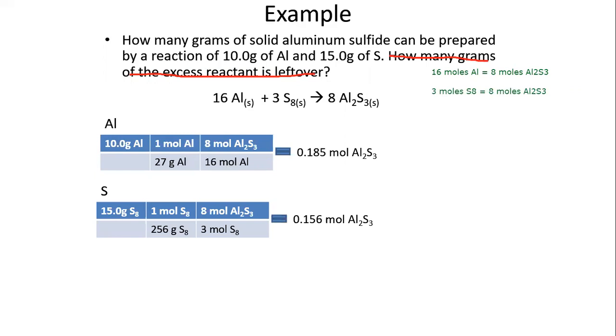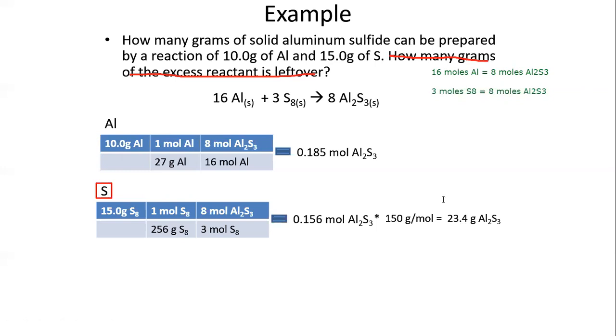And so here's where you ask yourself, which one is the lower number or fewer number of moles of product? And the answer to that in this case is sulfur. So sulfur is the limiting reactant. Then we convert that to mass, and we get that the theoretical yield is 23.4 grams of aluminum sulfide.